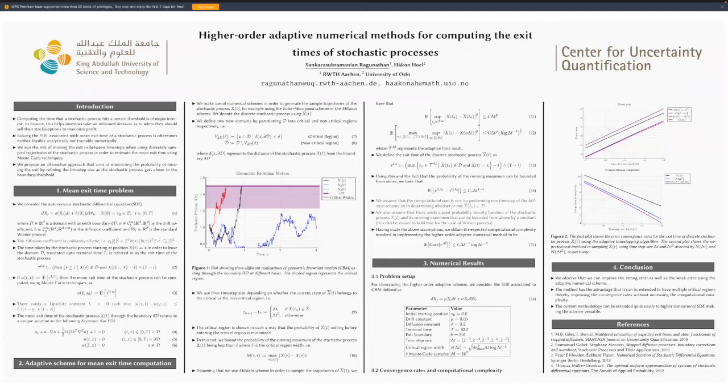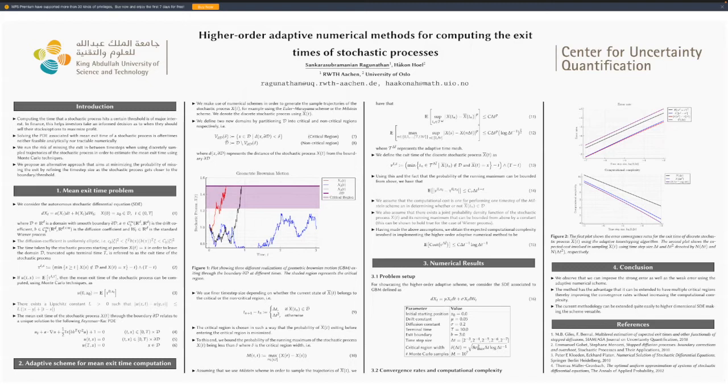The major issue with using the PDE to compute the solution to the mean exit time of the stochastic process is that as the dimension of the problem increases, the computational complexity also increases. So it's not easy to compute the solution to the PDE. So what is the alternative option that we have?